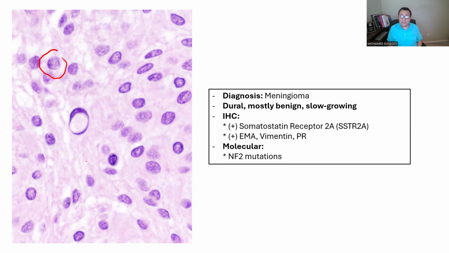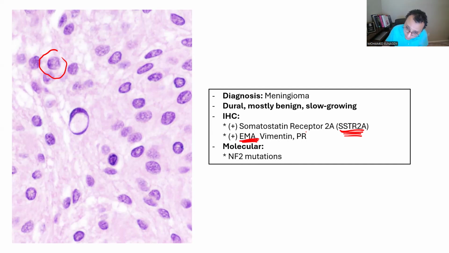You need to memorize the key immunohistochemistry that makes you identify meningioma. It's EMA, that's a key stain, EMA. And there is a new stain which is very famous now, and it's highly specific, highly sensitive. It's the SSTR2A. SSTR is somatostatin receptor 2A. That's a new stain. It's very good, much better than EMA.